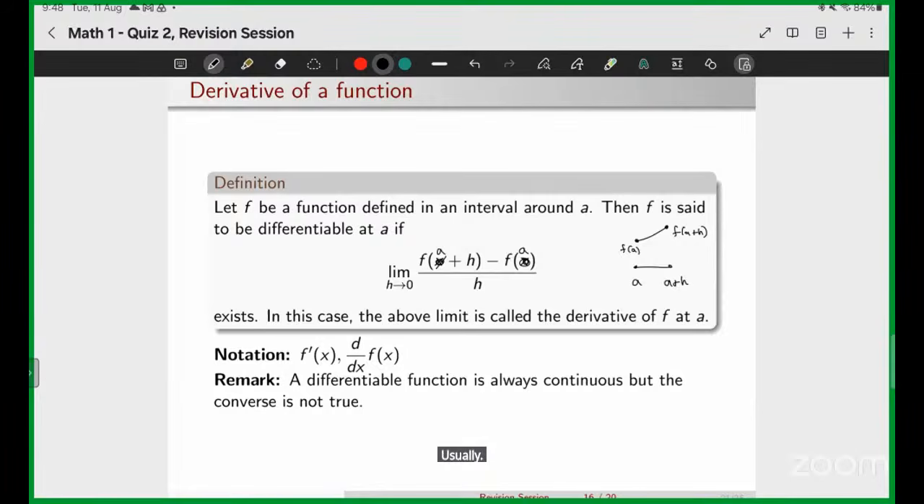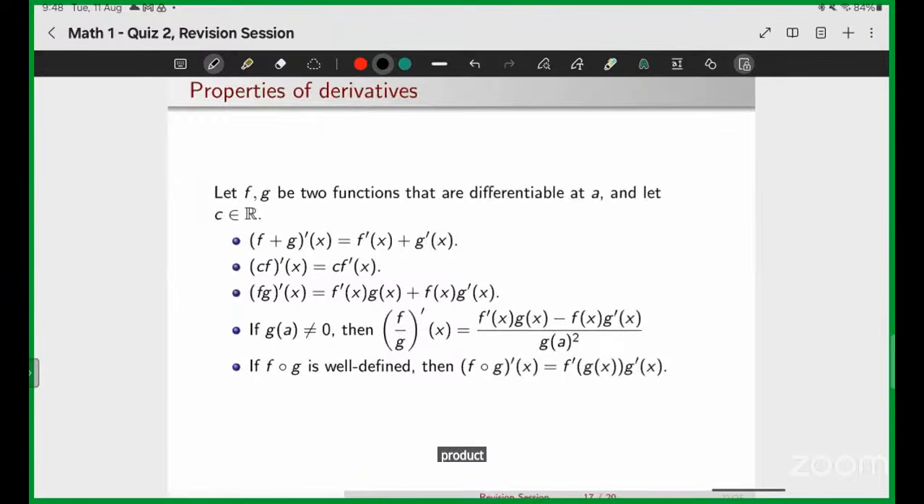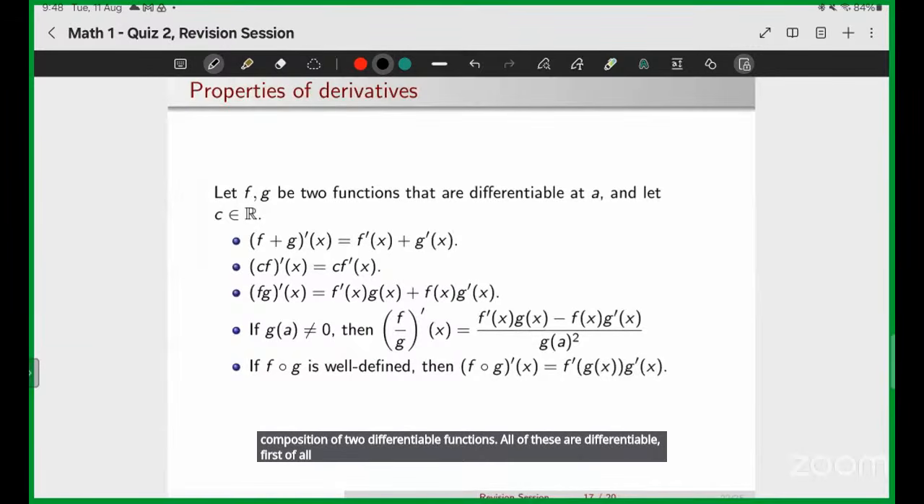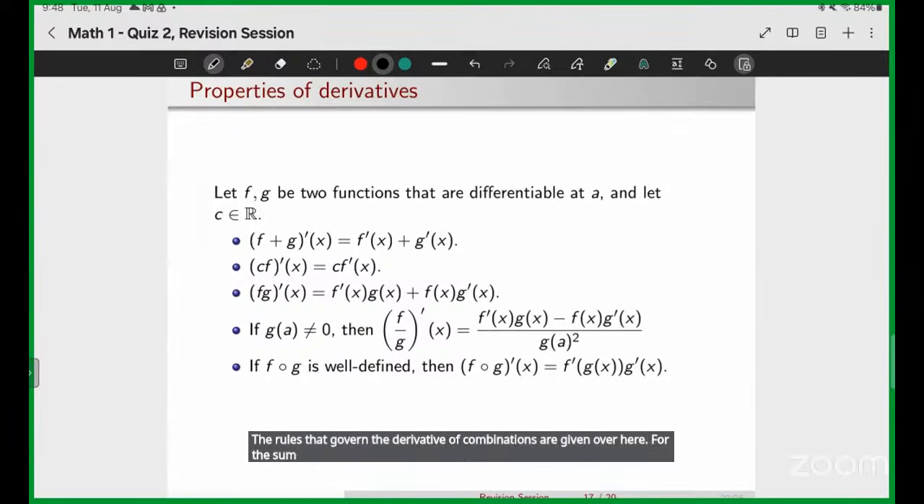Usually the functions that are given to you will be some product, some scalar multiple, quotient of such expressions, or composition of two differentiable functions. All of these are differentiable, first of all. And the rules that govern the derivative of combinations are given over here. For the sum, it is just the sum as it is. For the scalar multiple also, it is the scalar multiple. For the product and quotient, you have a different rule.